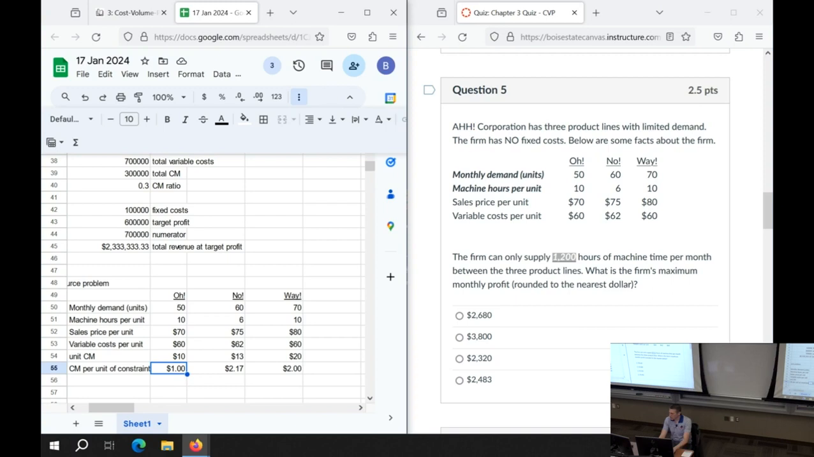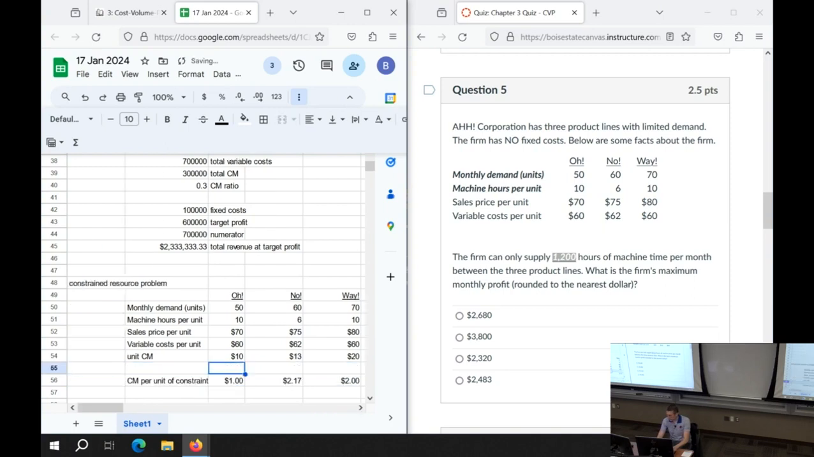So we earn $1 of contribution per hour per unit of the constrained resource that we devote to O. We earn $2.17 given 13 contribution and 6 hours of machine time per unit. And we earn $2 of contribution per hour of machine time devoted to whey. All right, so now the priorities have changed.